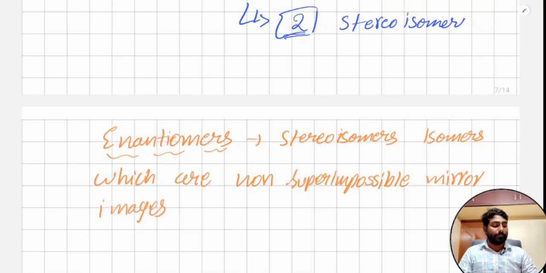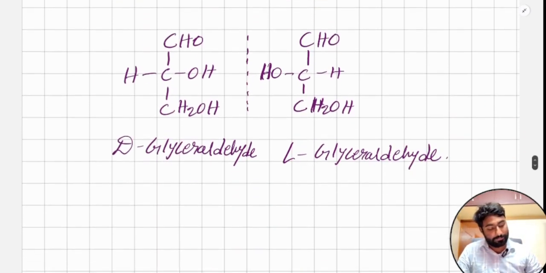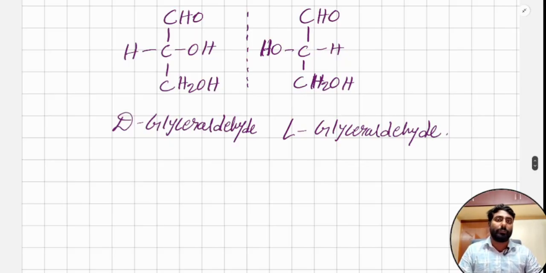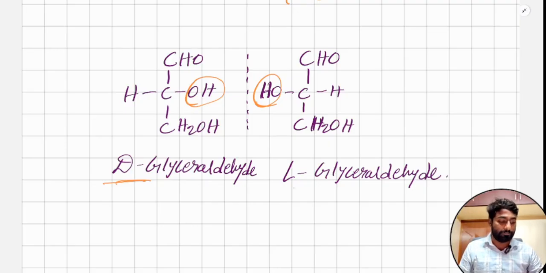They are usually represented by capital D and capital L. Now we will see this example. This is Fisher's projection; we will discuss Fisher's projection later. If you see carefully, the OH group is on the right side of the penultimate carbon, so it is D-glyceraldehyde, and when the OH group is on the left side, it is L-glyceraldehyde. It is based on the OH group present on the penultimate carbon.